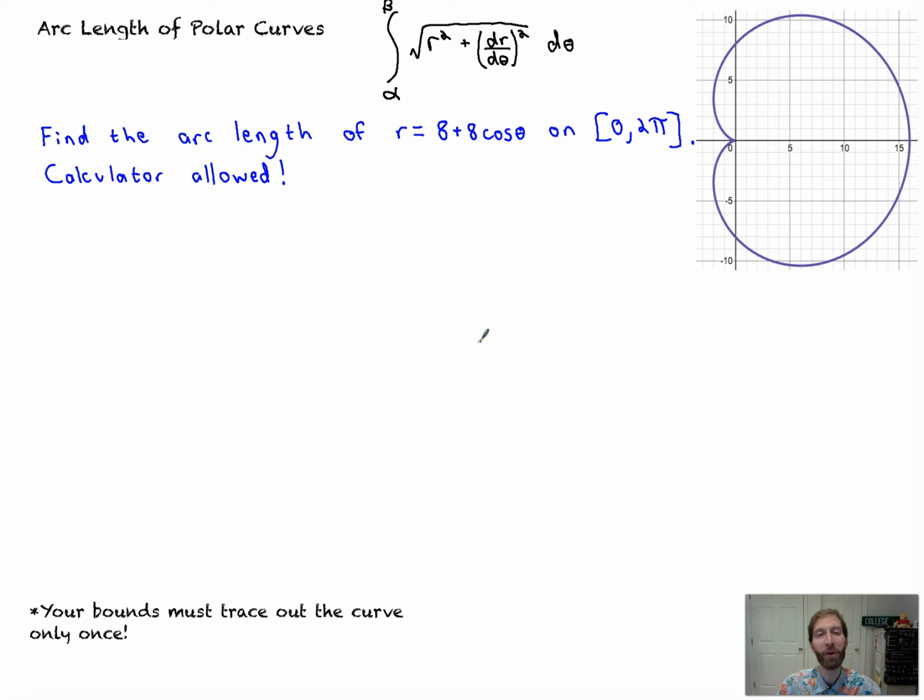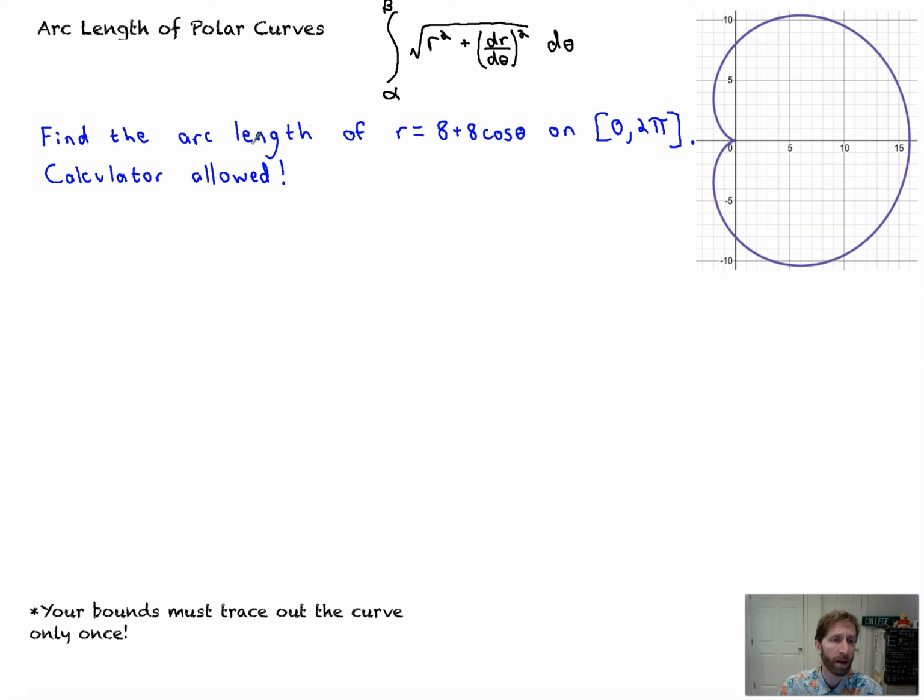Hey there, here we go into something that is not on the BC exam, just putting it out there, and sometimes it's left out of calculus classes in general, but I cover it all. And so here we go with arc length and surface area involving polar curves.